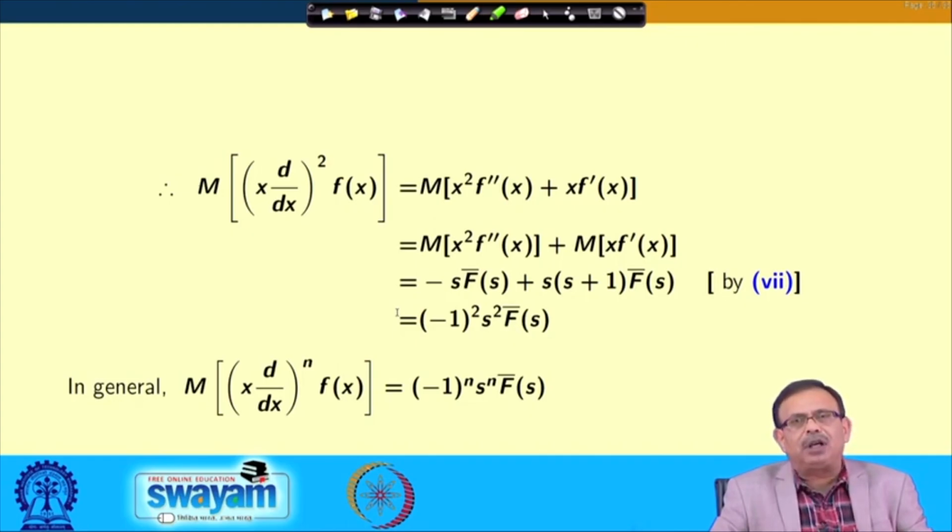So, in the next lecture, what will we do? We will see the Mellin transform of integration of a function and the convolution of the Mellin transform of two functions, as well as some applications of Mellin transform.